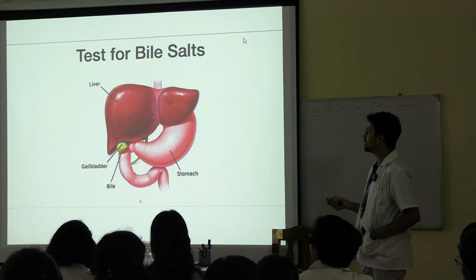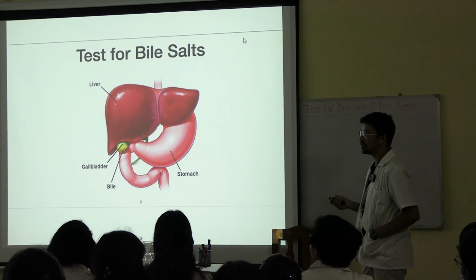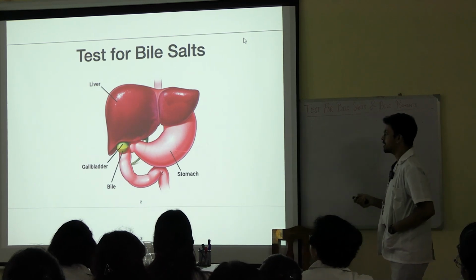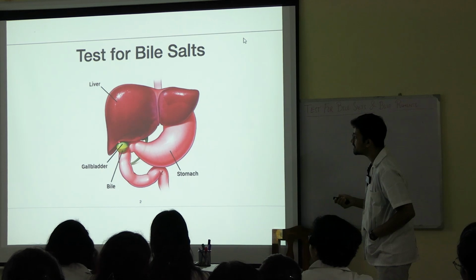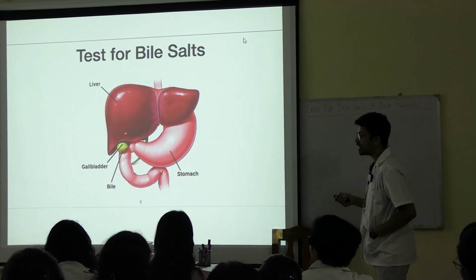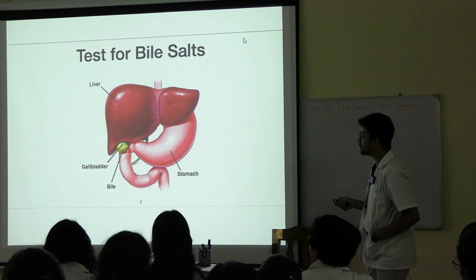This is the stomach. This is the first part of the duodenum, second part of the duodenum, and then it continues to the jejunum and ileum. Okay, fine. It's not necessary right now, but what is necessary is this gallbladder. You can see some greenish shade under the liver. That is the gallbladder, and this is the bile, which is shown over here.